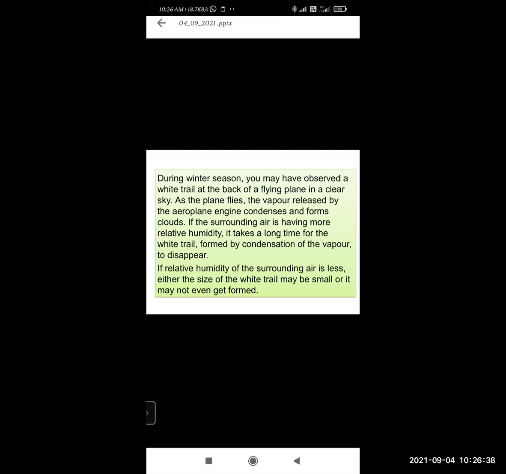Clear? So whenever we are learning something, you should take some examples from our daily life. Then only will this concept be clear to you. We have seen this white trail behind the aeroplane so many times, but we don't know the reason. Maybe today you understood the reason. So remember, if the relative humidity of the surrounding air is less, either the size of the white trail may be small or it may not even get formed. If the relative humidity of the surrounding air is more, it takes a long time for the white trail formed by condensation of water vapor to disappear.